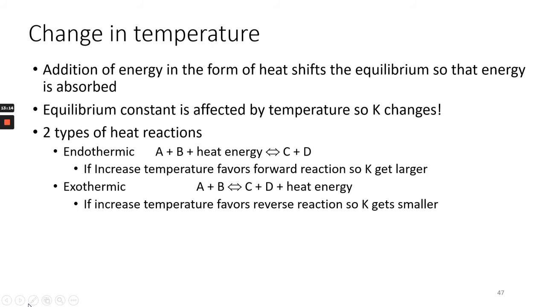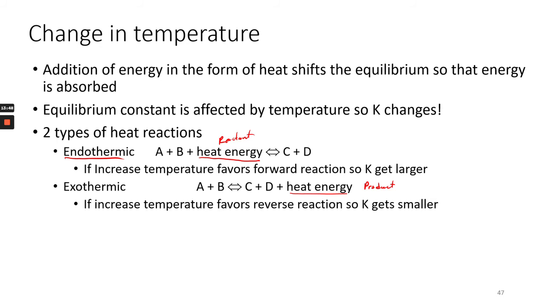Changing the temperature. If you think about enthalpy kind of like a temperature and you treat it as either a reactant or a product, you can predict which way your reaction is going to shift. So there are two types of heat reactions, right? You could have endothermic. If you have endothermic, you're going to put your heat as a reactant. And if you have exothermic, you're going to put your heat as a product.